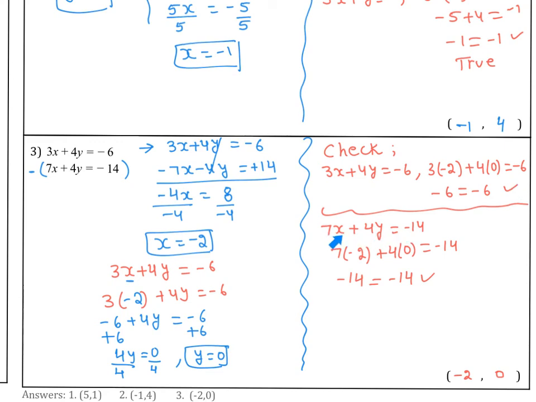For the second equation, the given equation is 7x plus 4y equals negative 14. Use x as negative 2, y as 0. Here you're going to get negative 14, and here you're going to get negative 14 on the other side, which is true. So the checking part is complete as well.